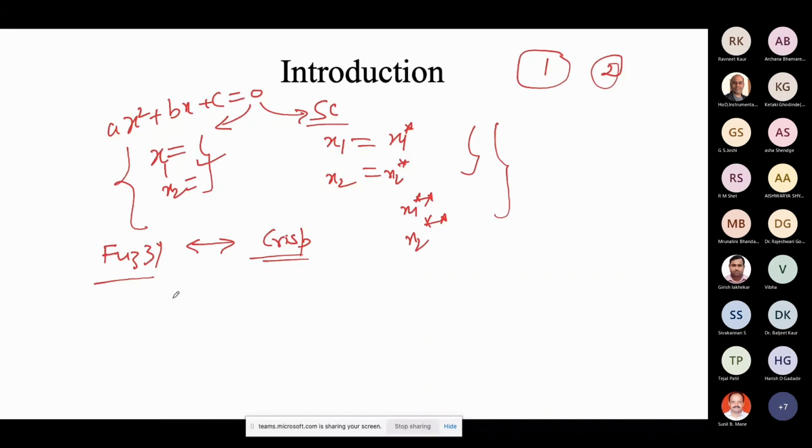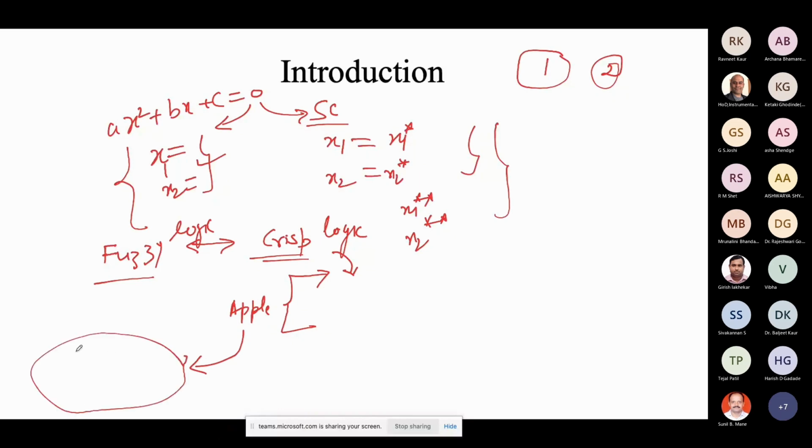Suppose I am taking one very good example, an apple. We have one apple, and this is crisp logic, and this is fuzzy logic. In crisp logic, suppose we are interested in the color of the apple. What will be the color of the apple? If the answer is given in crisp logic, then if it is red, we say 1. If it is not red, we say 0. This is crisp. We have defined the value.